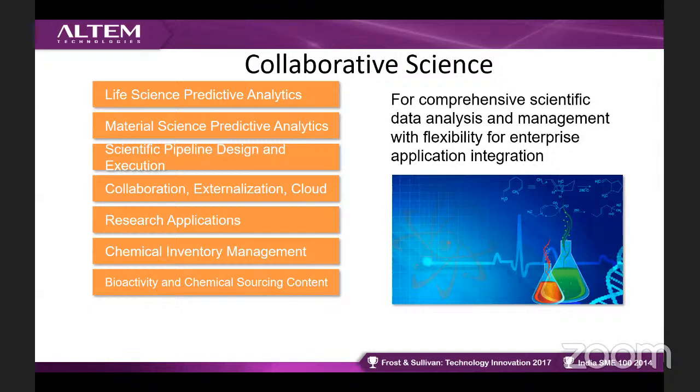Of course, if you're interested in that, we have one more tool called Pipeline Pilot, where you can program using scripting languages, build the components, and pipeline your process until you finish identifying lead compounds. And of course, we are also into collaboration, externalization, cloud computing, various research applications, chemical inventory management, and more into your bioactivity and chemical sourcing content.